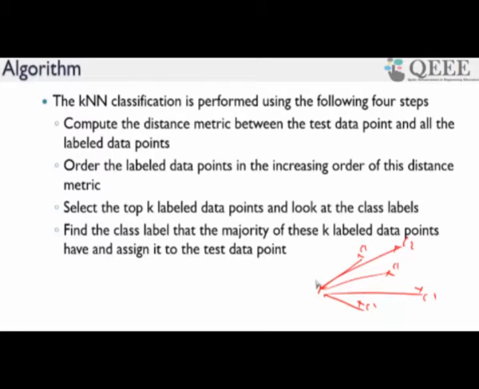Now if you are doing a binary classification problem and all 3 of these data points say they belong to class 1, then you say the test data also belongs to class 1. If 2 of them say they belong to class 1, you say the test also belongs to class 1. If only one says it belongs to class 1, then you say the test belongs to class 2. And if none of them belong to class 1, you still say the test belongs to class 2. So it's a very simple idea that you use.